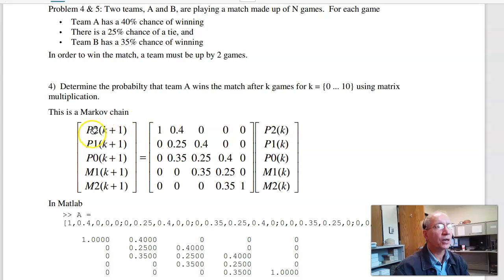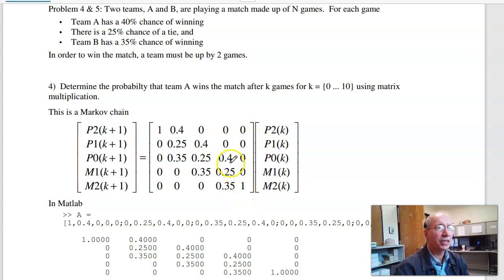So the states are: A is up 2 games, the match is over; A is +1, even, -1; B is up 2 games, the match is over. The Markov chain for that is this. If A is up 2 games, that's an absorbing state, probability 1. If B is up 2 games, that's also an absorbing state.